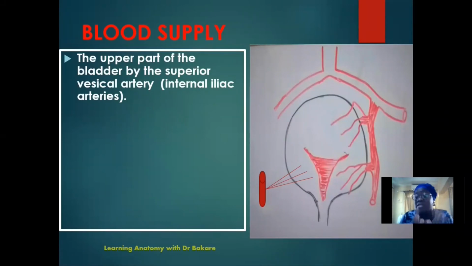But there are differences between the male and the female urinary bladder in terms of blood supply. So let's look through this. For the superior vesical artery, it branches from the internal iliac artery. We already know that this is the lower part of the abdominal aorta.